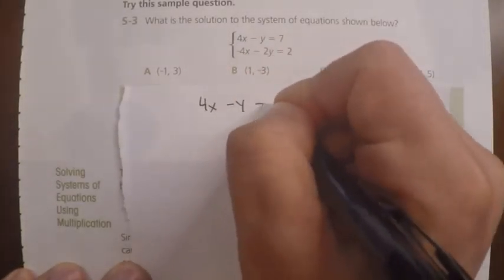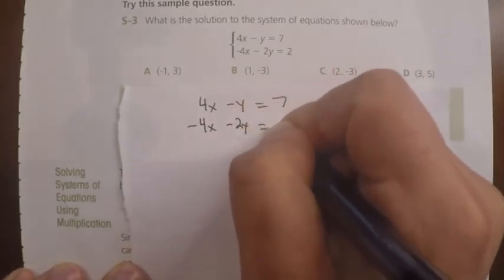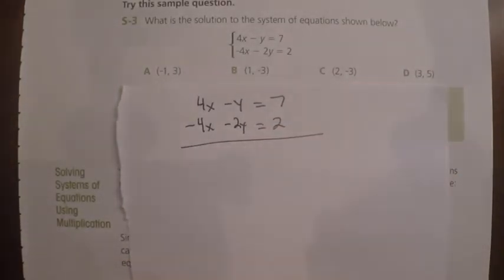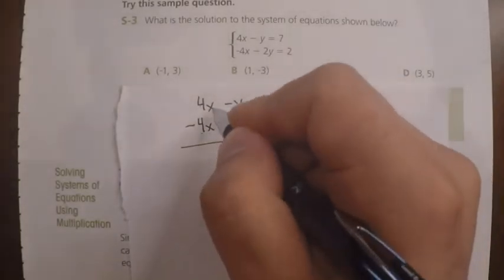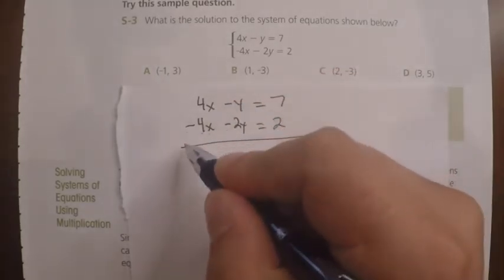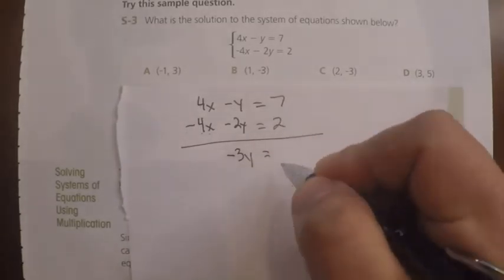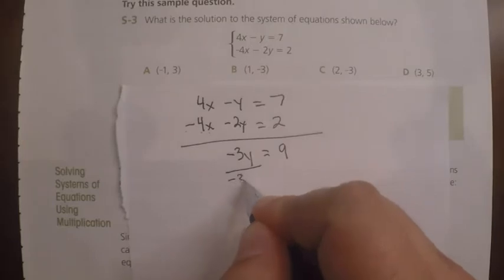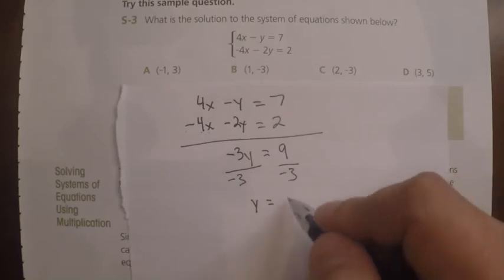4x minus y equals 7. Negative 4x minus 2y equals 2. And then we're going to add these equations so we can eliminate our x's. So 4x plus negative 4x cancels. Negative y plus negative 2y is negative 3y. 7 plus 2 is 9. Then we solve for y. Divide by negative 3, divide by negative 3. y is equal to 9 divided by negative 3, which is negative 3.